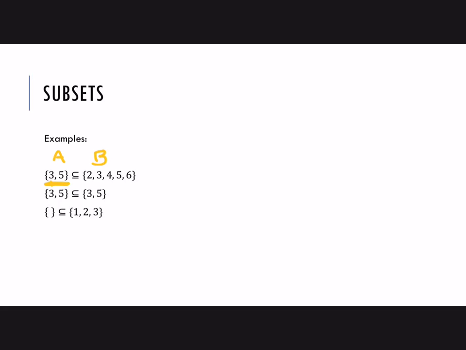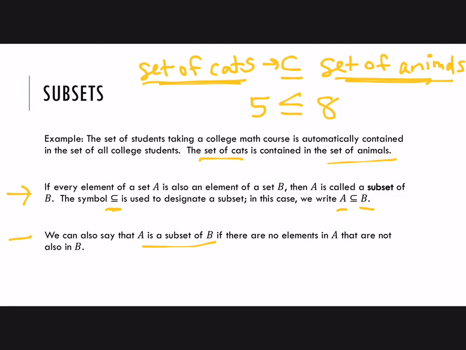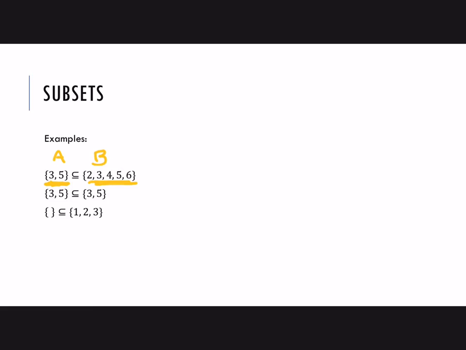Is every element in set A also an element in set B? Yes it is. 3 and 5 are also in set B. Our second definition: there are no elements in A that are not also in B. I don't see any elements in A that are not in B.